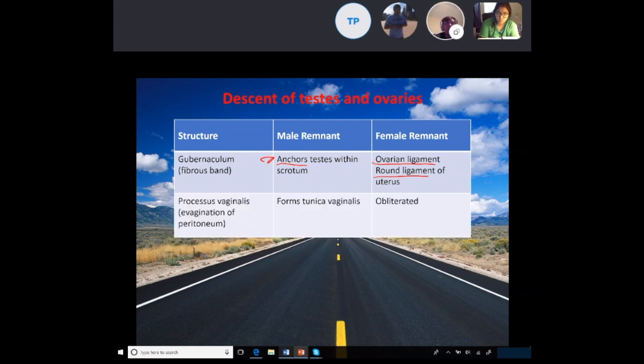So then we also have the processus vaginalis, which is a part of the spermatic cord. And it helps with the evagination of the peritoneum when we have the testes, again, evaginating from the abdominal wall into the scrotum. So for men, it forms the tunica vaginalis, and then in females, it's obliterated. So again, what pathology might we see if there is a patent processus vaginalis?